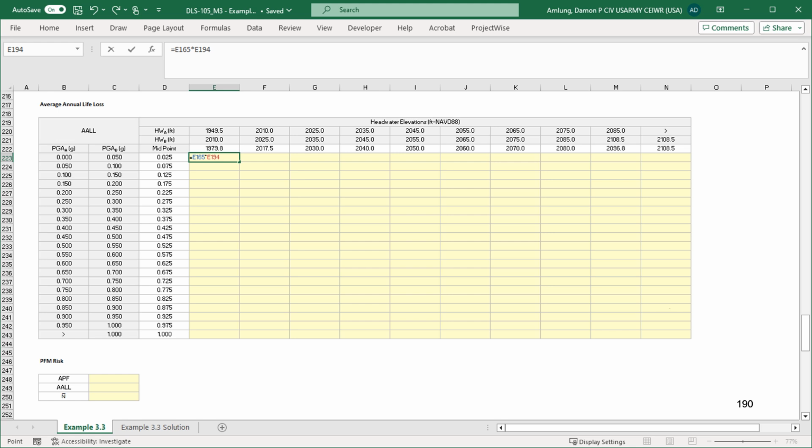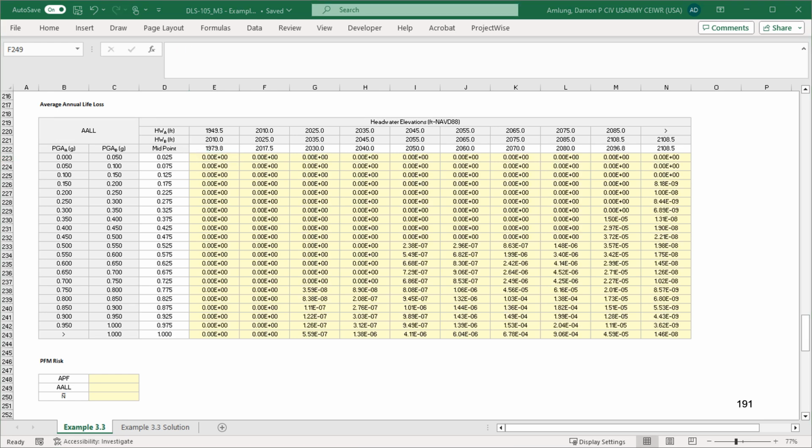The average annual life loss will then be equal to the annual probability of failure multiplied by the exposure weighted life loss. Now we are ready to sum things up again to get the total risk for the failure mode.